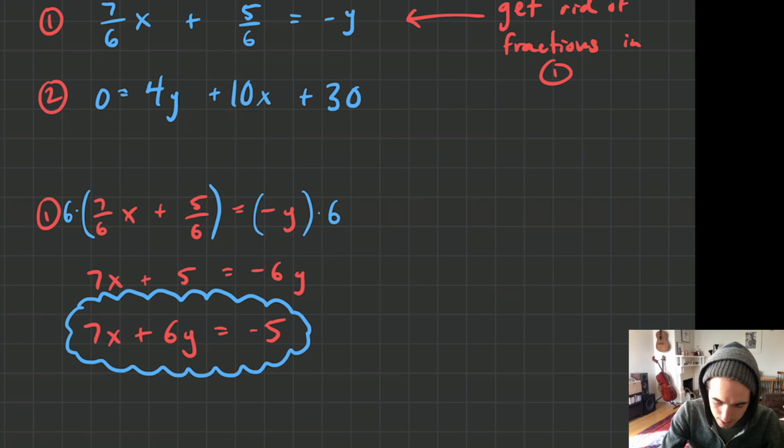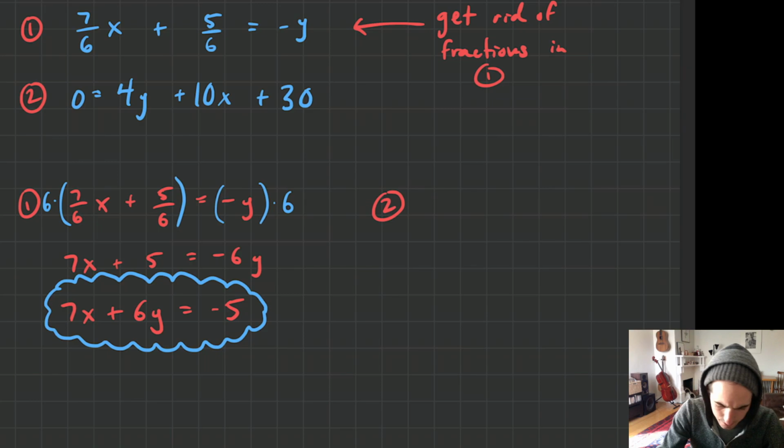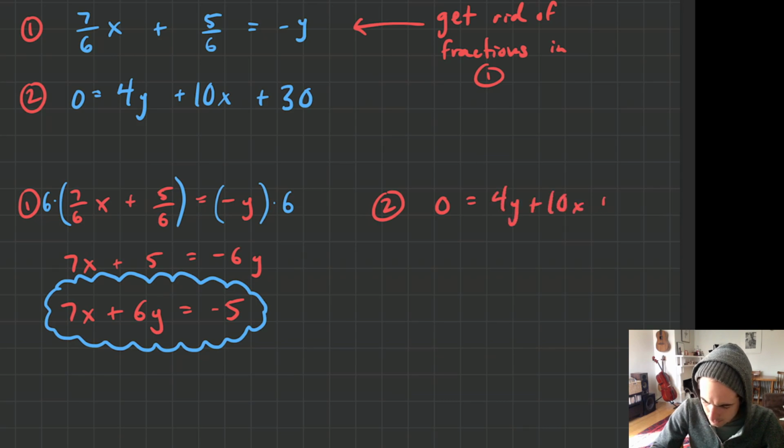Let's do something similar to equation 2. So here's equation 2. And really all I'm going to do is move everything to one side, and then we'll see what it looks like. Let me just zoom out a wee bit. There we go. Okay, let's start by writing the equation down. So I've got 0 equals 4y plus 10x plus 30.